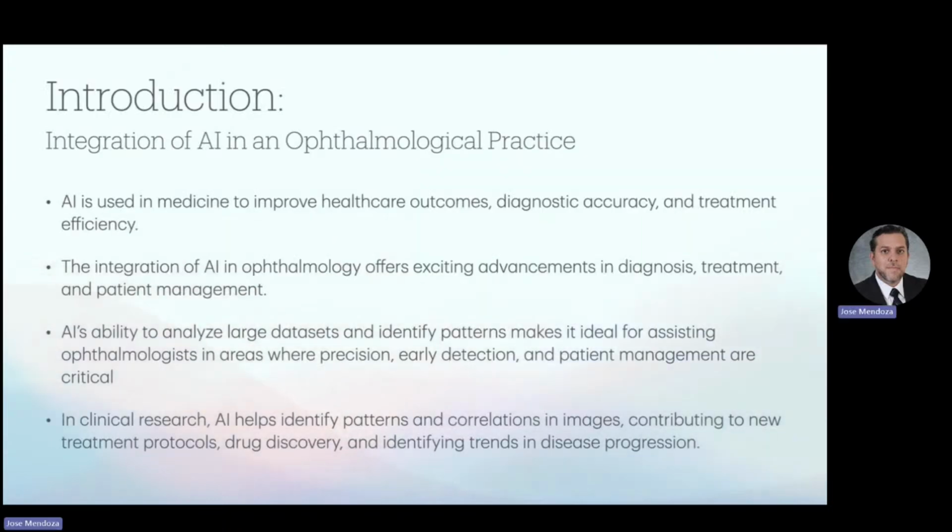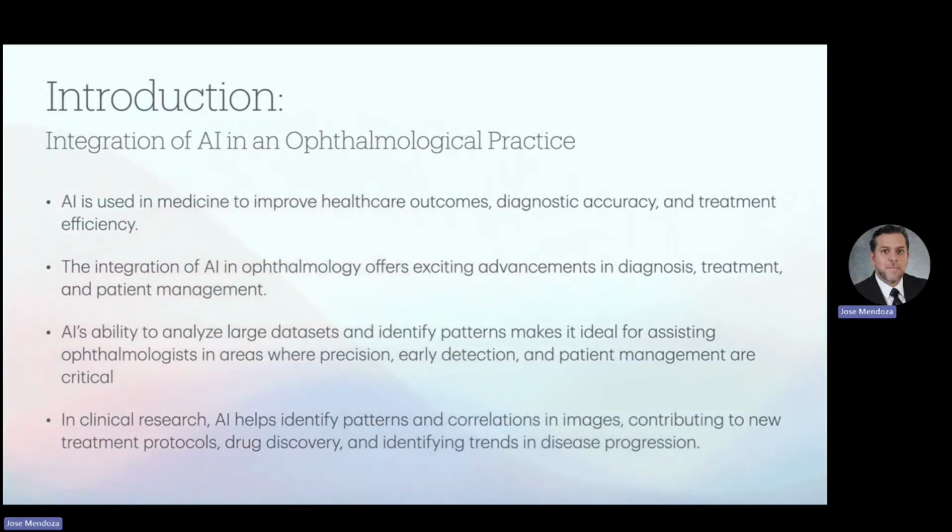So, artificial intelligence is used in medicine to improve healthcare outcomes, diagnosis accuracy, and treatment efficiency. The integration in ophthalmology offers exciting advances in diagnosis, treatment, and patient management. Ophthalmology is actually the second specialty in medicine to have more papers written in the last 2 years about artificial intelligence. AI's ability to analyze large data sets and identify patterns makes it ideal for assisting ophthalmologists in areas where precision, early detection, and patient management are critical.